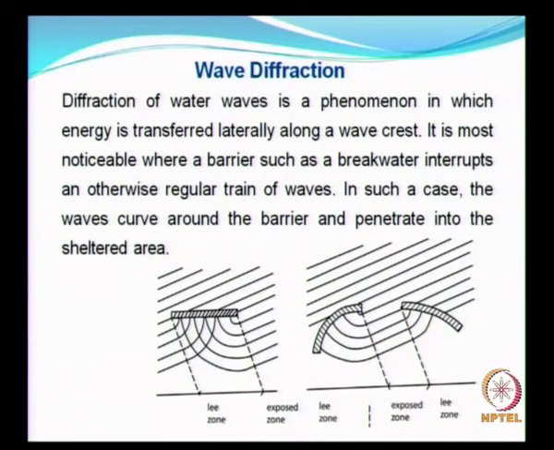and this becomes more noticeable in the case when waves meet an obstruction. An obstruction can be artificial breakwaters, natural reefs, submerged reefs or emerging reefs, or even trenches and ridges can lead to the waves getting diffracted. So we will try to understand what exactly is this phenomena by these two examples.